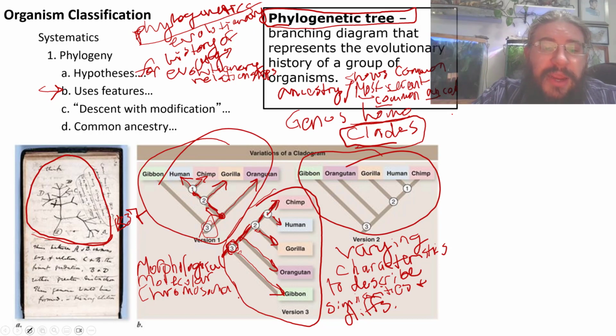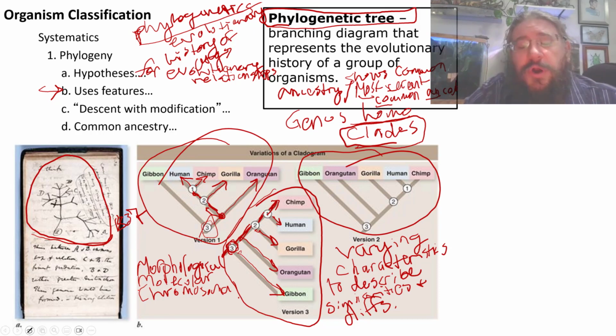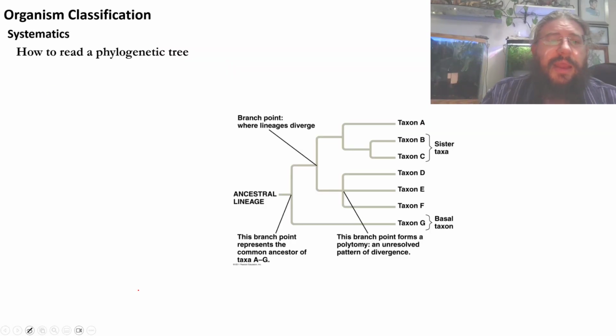Interestingly, orangutans are significantly more closely related using molecular and chromosomal analysis. Orangutans are much more closely related to gibbons than they are to any of the other great apes. And even though they share very similar adaptations to the other great apes, it's kind of questionable whether we should put them in the great apes, because they are so much more closely related to gibbons. So, fun facts. All right, how to read a phylogenetic tree.